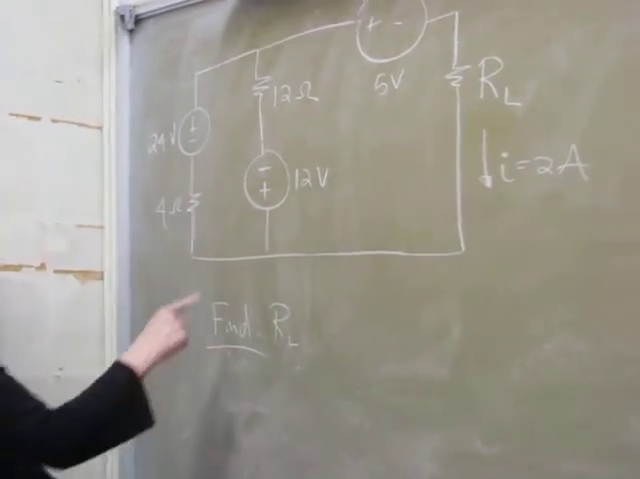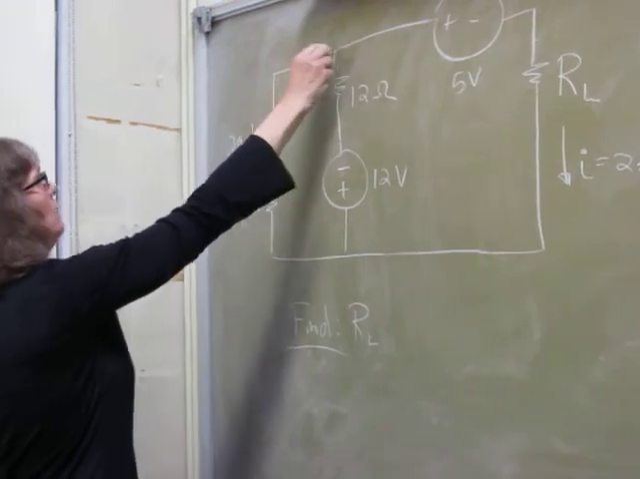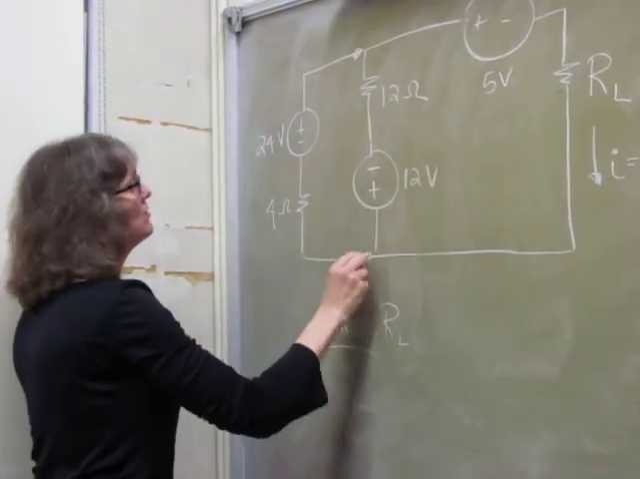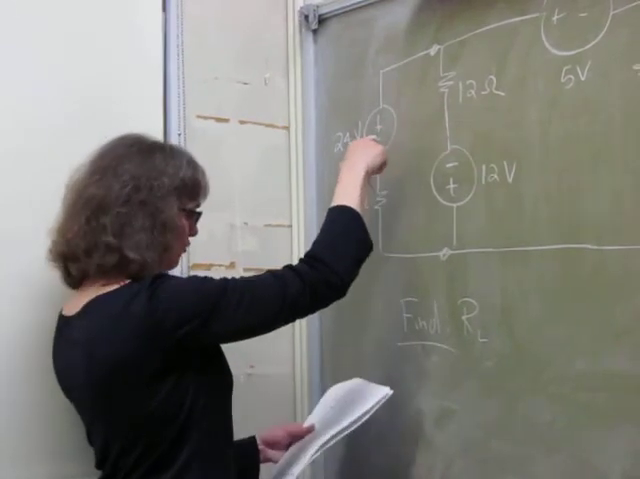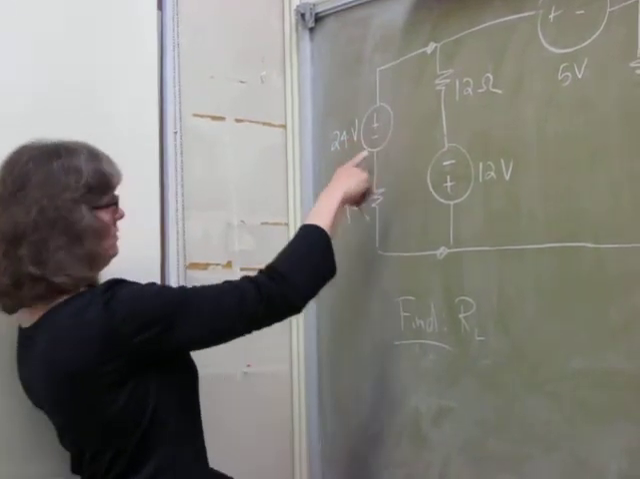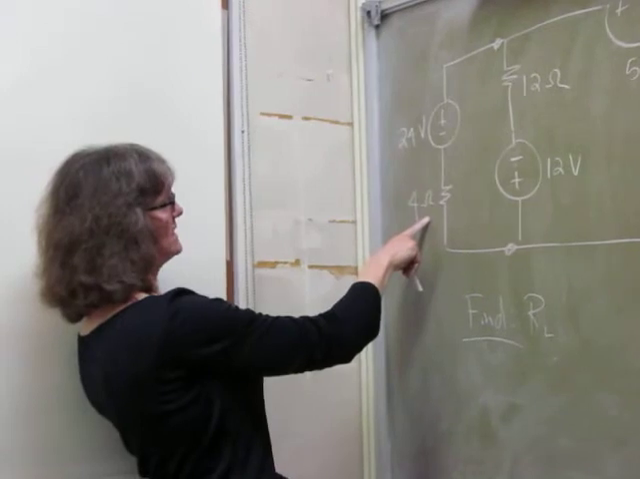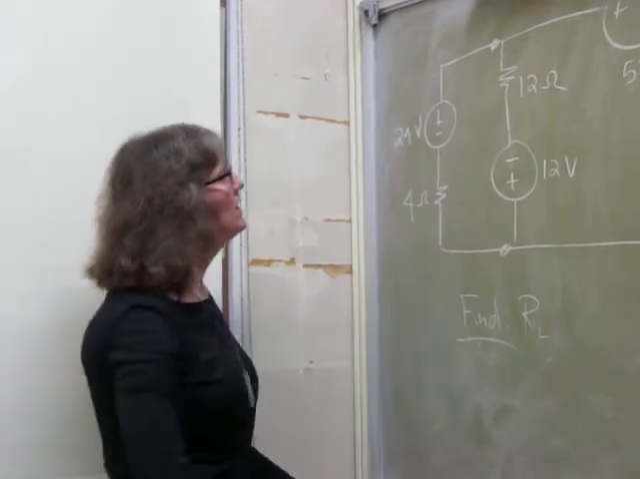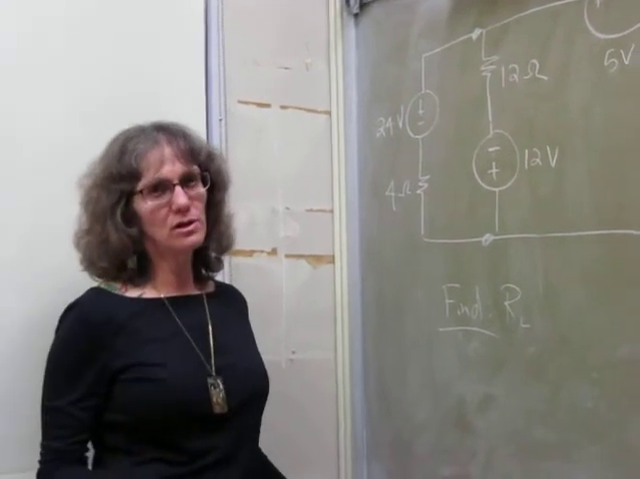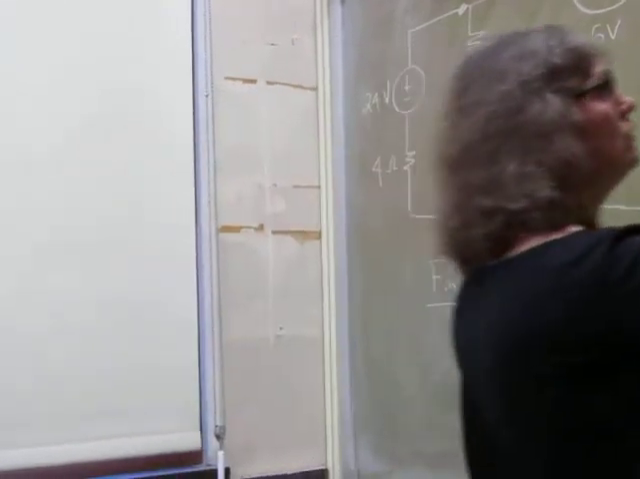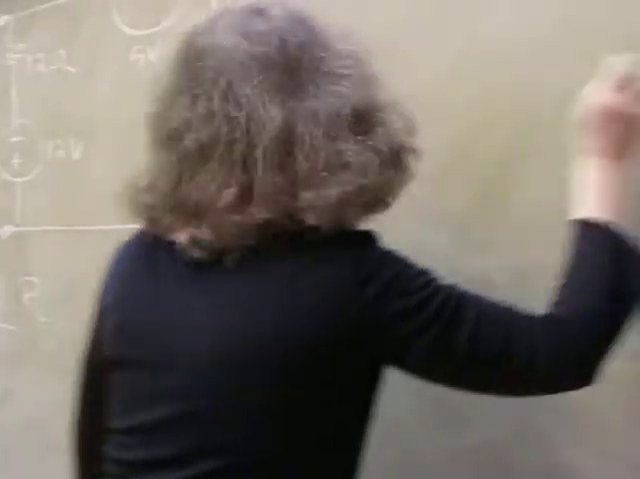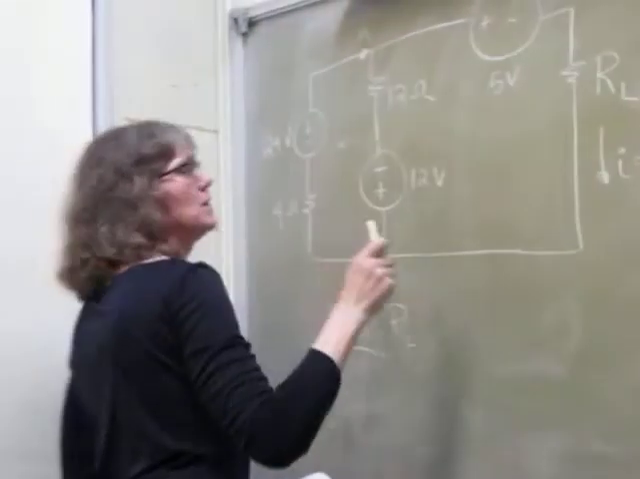Okay, so the first source transformation is a more straightforward one. I'm going to transform this 24 volt voltage source in series with the 4 ohm resistor into its equivalent Norton circuit. So looking at it from A and B.